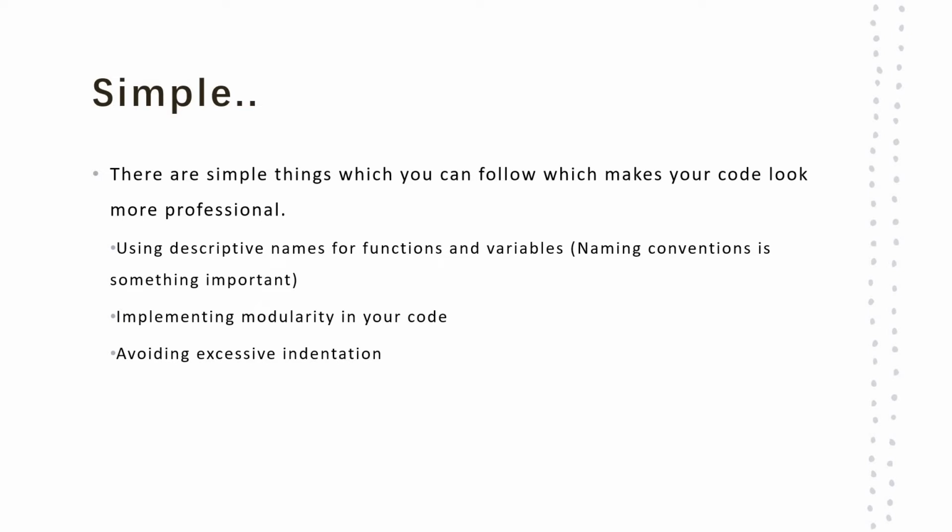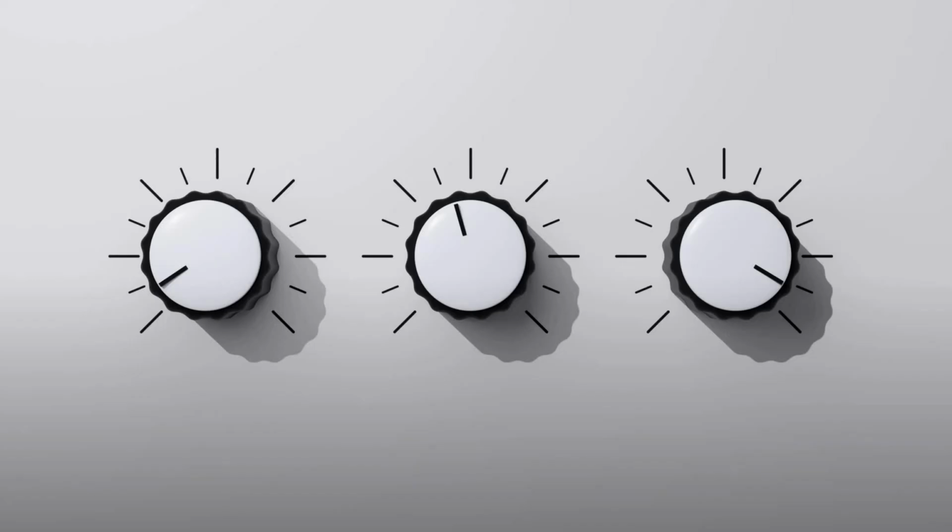Please use the naming conventions properly. That's one of the very important things that many of us miss. The variable names, the function names, all those have to be kept in a proper way. You need to improve the modularity of the code by using more modular and reusable way of coding and avoid excessive indentation. All these will make your code look very professional.